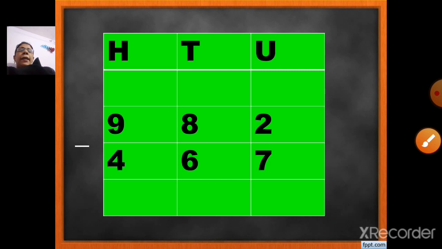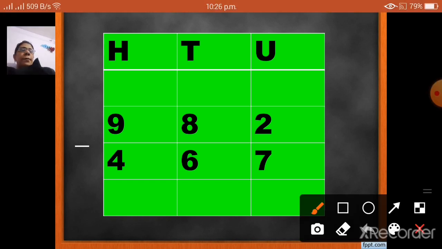Now 982 minus 467, that is 467. Here the numbers are arranged according to their place value. Okay, so let us subtract units. The numbers in the unit place are 2 and 7. Now 2 is a smaller number, 7 is a bigger number.